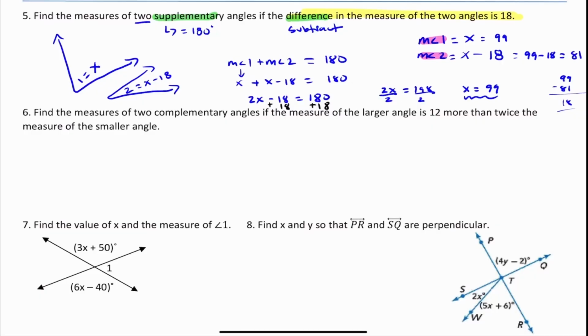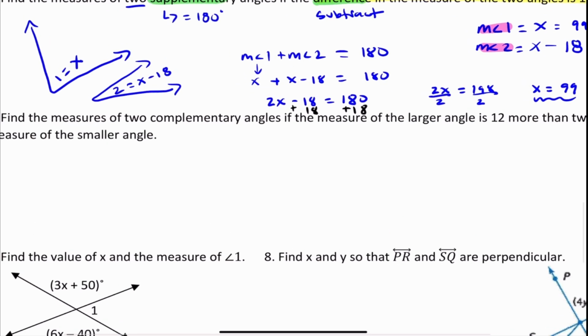Okay, number 6, find the measures of two complementary angles if the measure of the larger angle is 12 more than twice the measure of the smaller angle. All right, so what are we dealing with here? I have two complementary angles. That means that those two angles add up to 90 degrees.